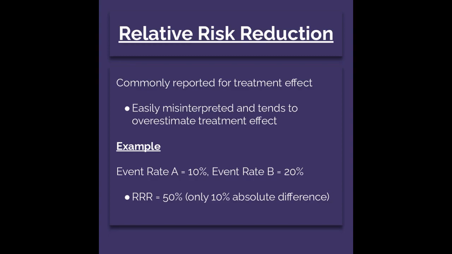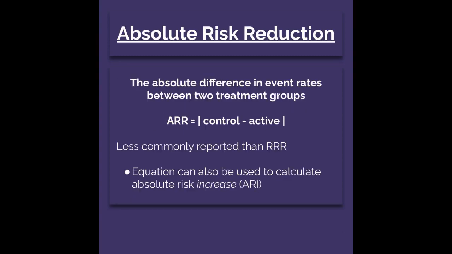For example, if the event rate of group A is 10% and the event rate for group B is 20%, we can calculate a relative risk reduction of 50%, which sounds very promising. However, there's only a 10% absolute difference. So anytime that the risk reduction for a trial sounds too good to be true, look to see if it's a relative or absolute risk reduction. And more often than not, you'll find it's going to be the relative.